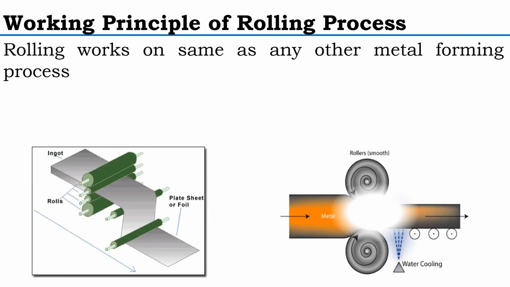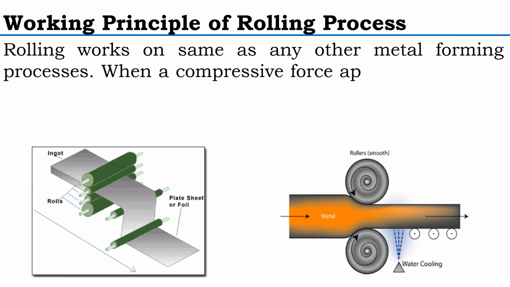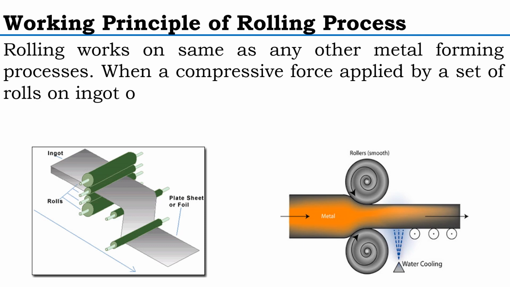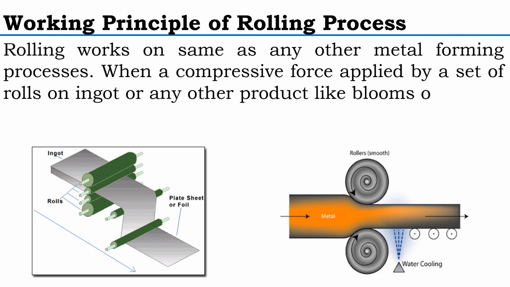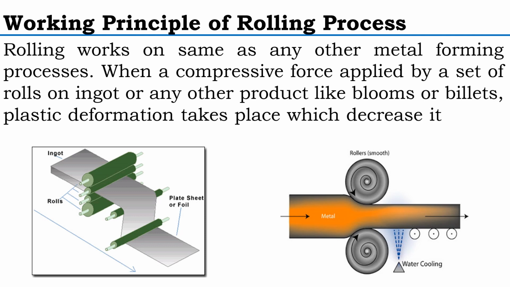Working principle of rolling process. Rolling works the same as any other metal forming processes. When a compressive force is applied by a set of rolls on ingot or any other product like blooms or billets, plastic deformation takes place which decreases its cross-section area and converts it into the required shape.